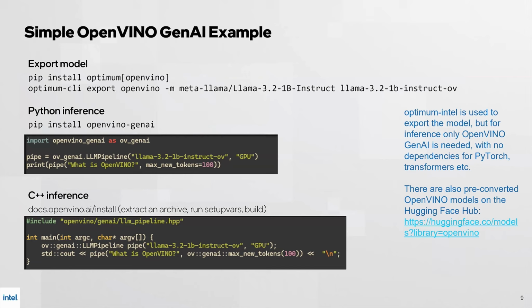So before you can instantiate a pipeline, you do have to convert the model to OpenVINO. And that's also just one command line. And for this, we leverage Optimum Intel, which is our integration into the Hugging Face ecosystem. We have a partnership with Hugging Face for this. So you can export the model and then you run these 2 lines of either Python or C++ code to do inference. There are also a growing number of OpenVINO models on the Hugging Face Hub already, so you don't have to export your model.